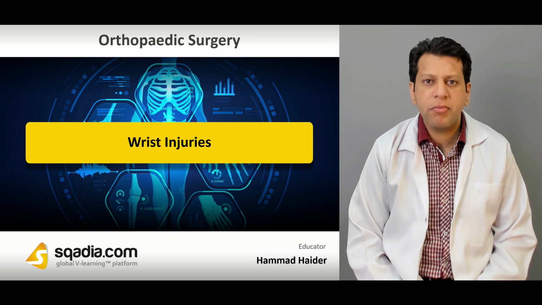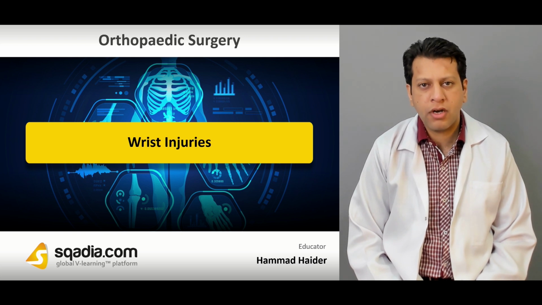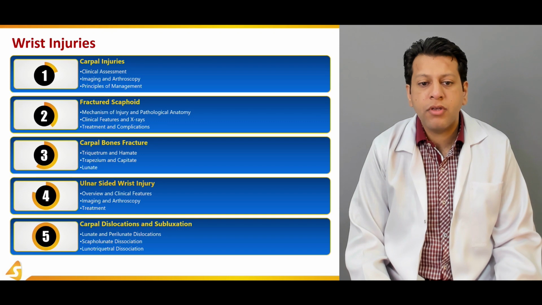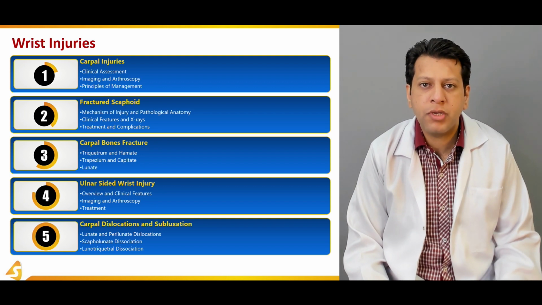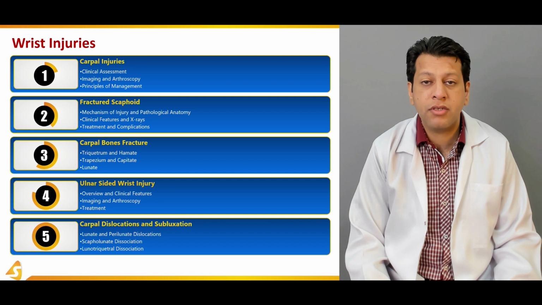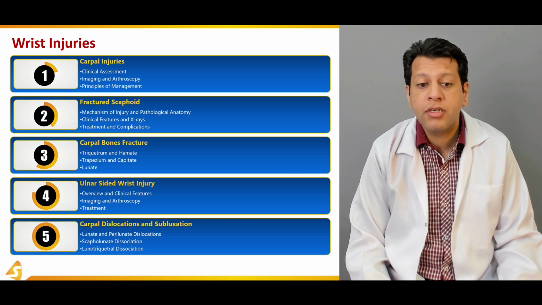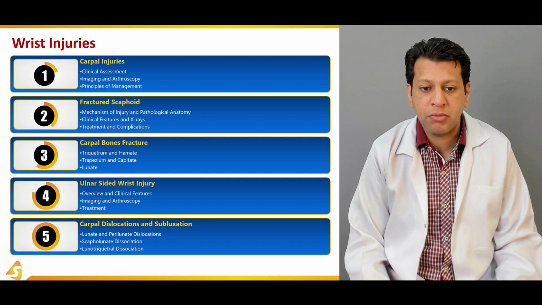Today, our topic would be to discuss the injuries around the wrist. We will have 5 sections. In the first section, we'll be discussing the carpal injuries, their clinical assessment, imaging, and what's the role of arthroscopy in imaging of the ligaments and what ligaments have injured, and then their principles of management.